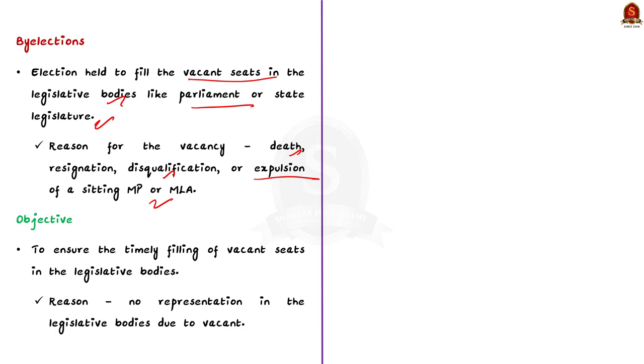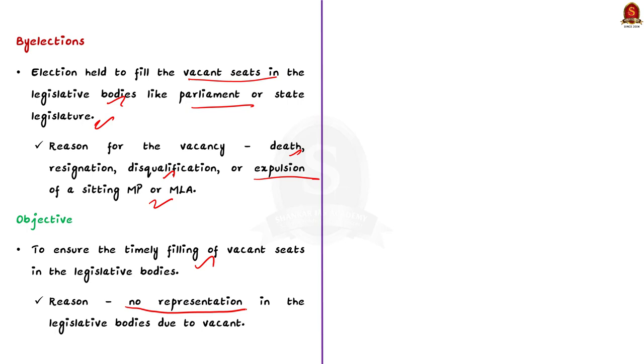Now coming to the objectives of by-election. The main objective of by-election is to ensure timely filling up of vacant seats in the legislative body. See, if a particular constituency seat becomes vacant, then there is no representation for such constituency in the legislative bodies. This means the people living in such a constituency aren't able to register their problems and needs in the parliament or the state legislature. So, it is necessary to fill the vacant seats as soon as possible. So, the election commission conducts by-election to fill the vacant seats. This in turn provides continuous representation of the constituencies in the legislative bodies.